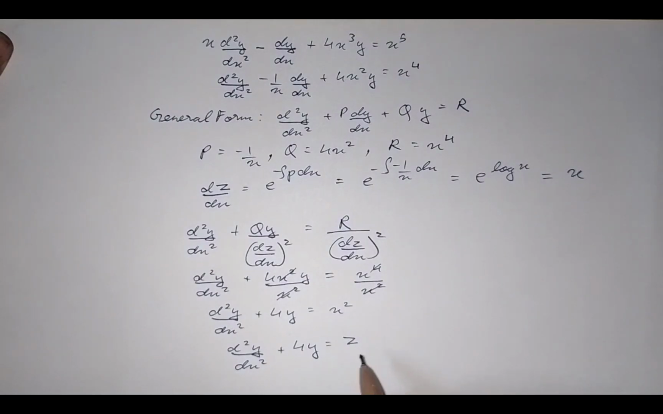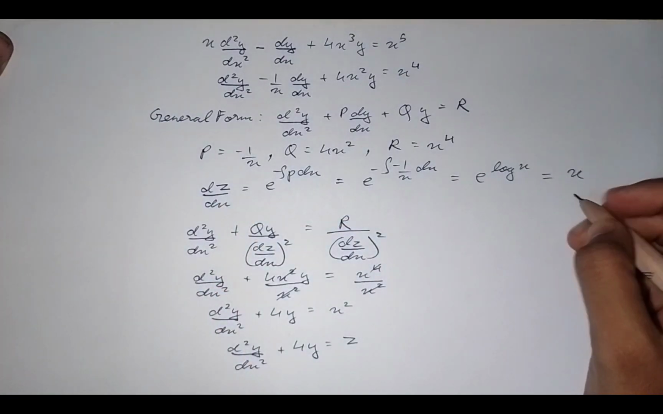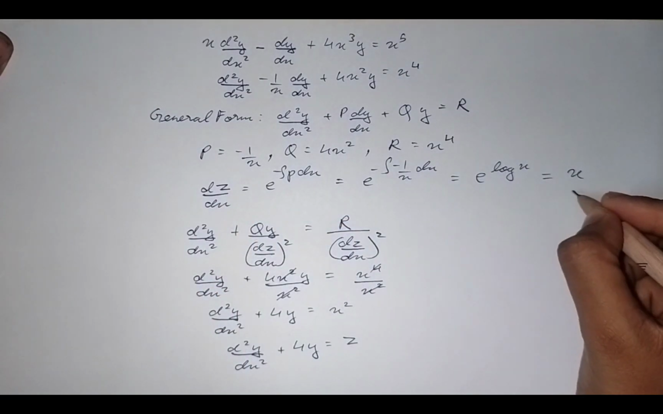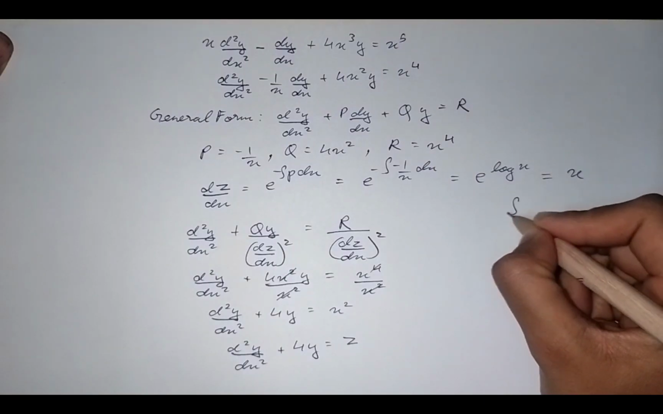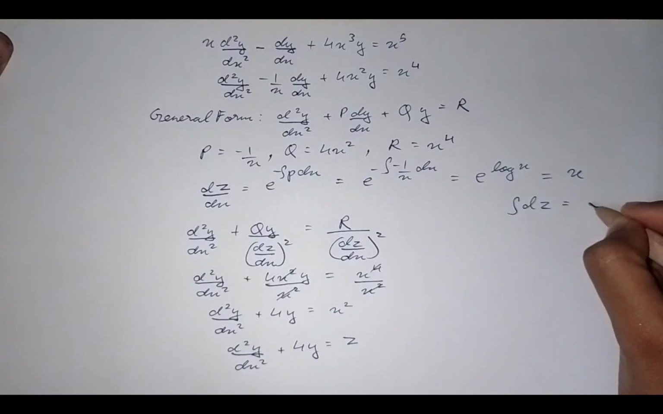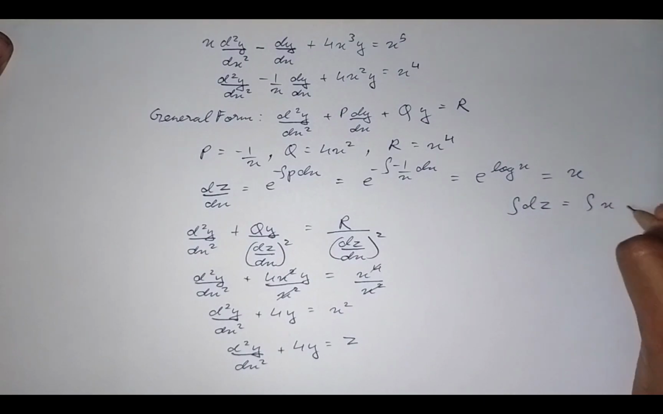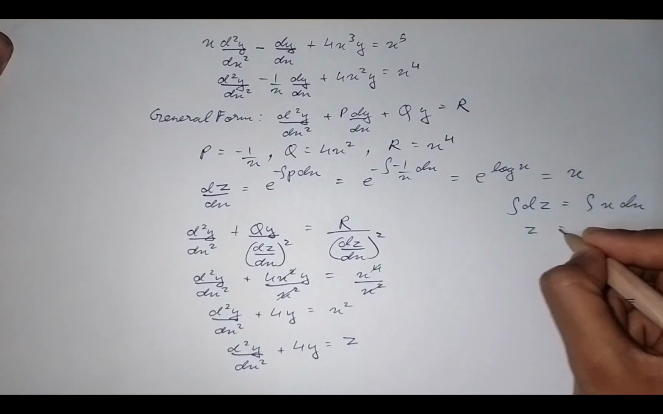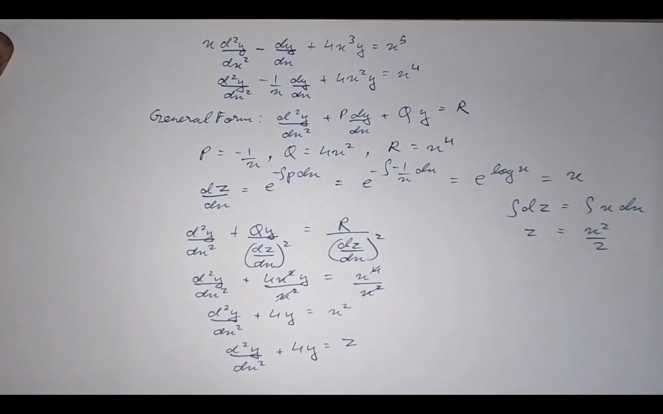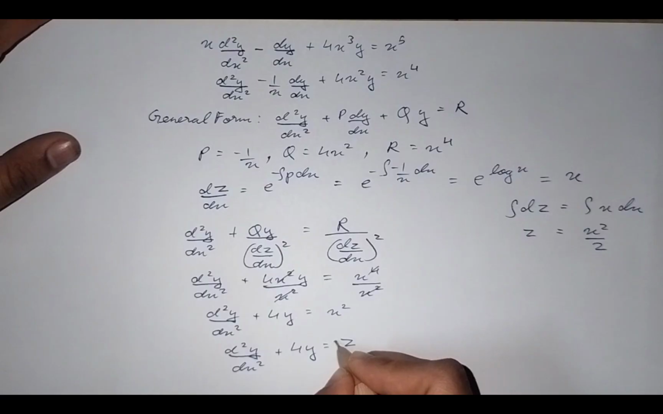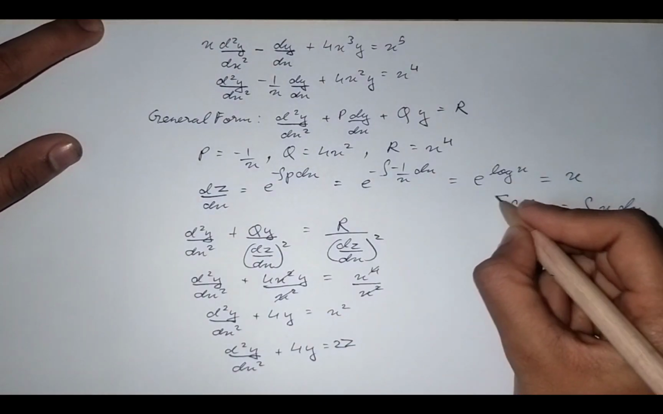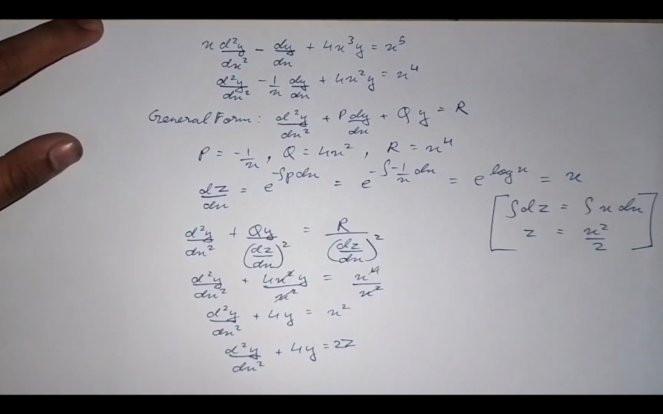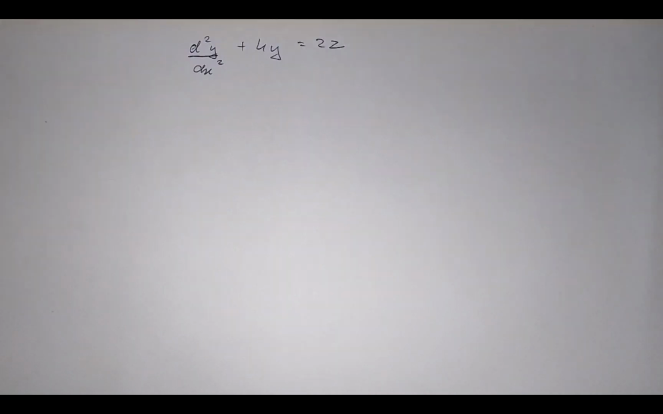We have got dou z by dou x is equal to x, and from here by cross multiplying we get integral of dou z is equal to integral of x dx. So z is equal to x square by 2, and this becomes 2z. Now we can solve this using any of the previous methods studied about second order differential equations.